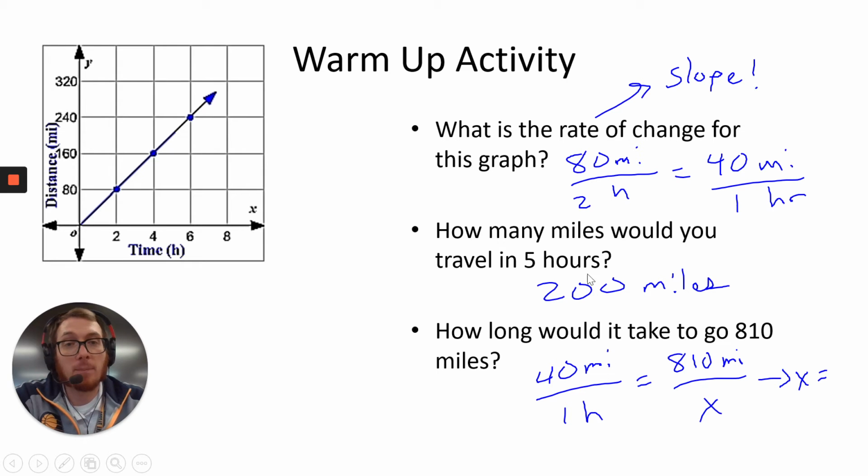If it's 40 miles per hour, then in 5 hours, that should just be a times 5 situation. You could do a cross multiplication idea there too, but it might be easier just to say, oh, it's 5 hours, so times 5 would be 200 miles.